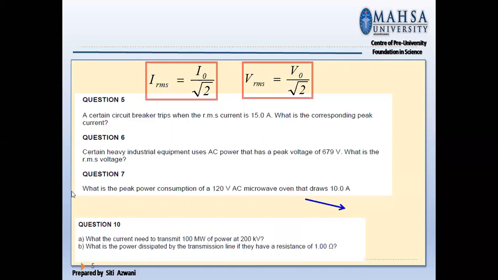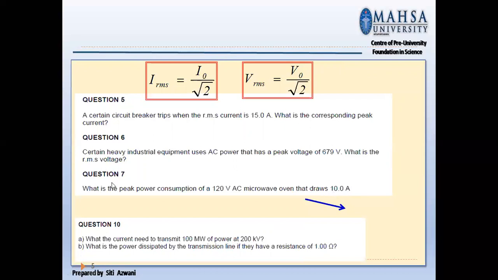But here, let's do question 7. In question 7, you are given the value of your voltage, 120 volt, and the current value, which is 10 ampere. The value of your voltage here is equal to the value of your VRMS, and the value of your current here is equal to the IRMS.